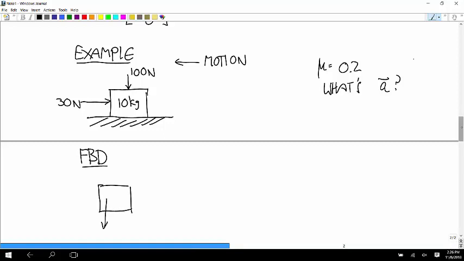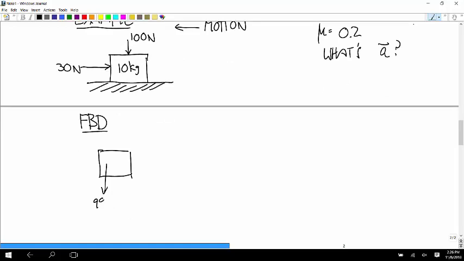Okay, so we have a weight force of 98.1, a force of 30 newtons to the right, a force of 100 newtons down, and then a normal force up, and a friction force this way. And that friction force still is just equal to 0.2 times the normal.